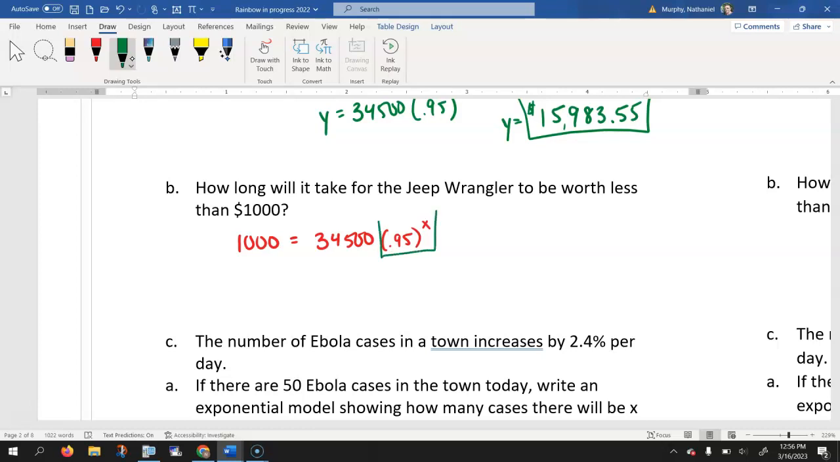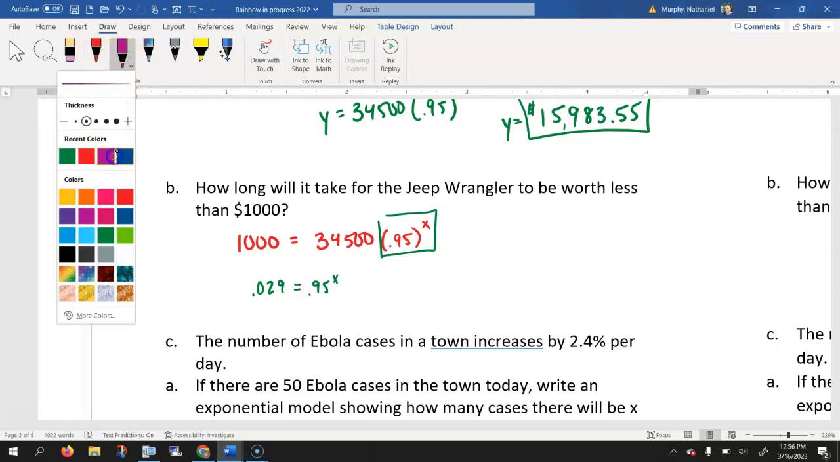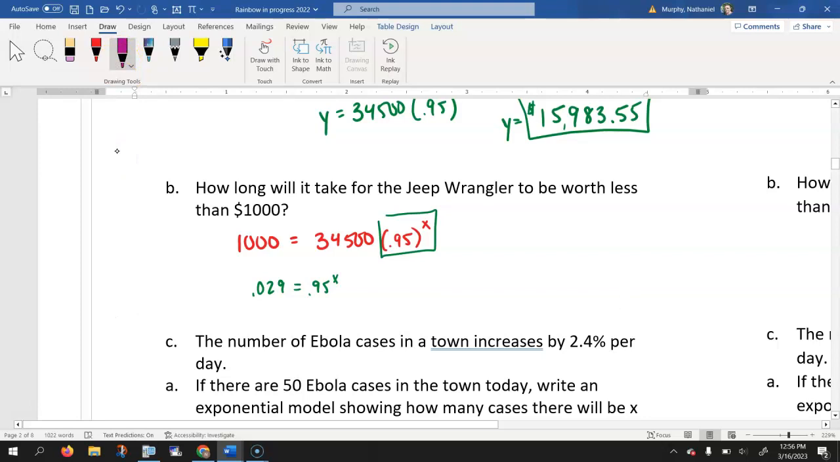But I want to get my base by itself. So I'm going to divide both sides by 34,500. And when you do that, 1,000 divided by 34,500 is 0.029. Oops, the 9 got cut off there. There we go. All right, so now we can do one of two things.